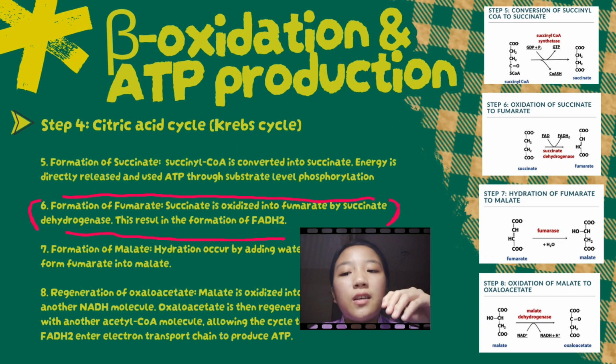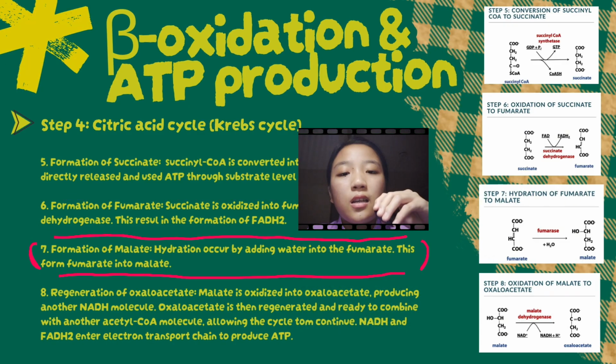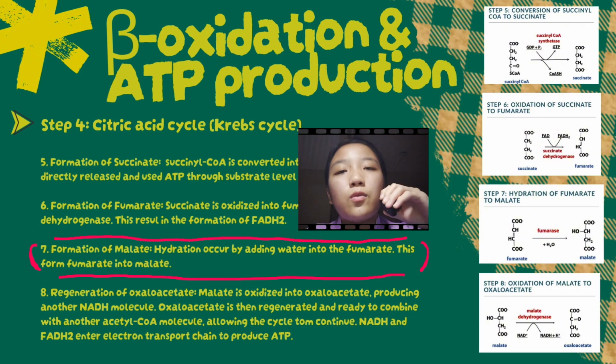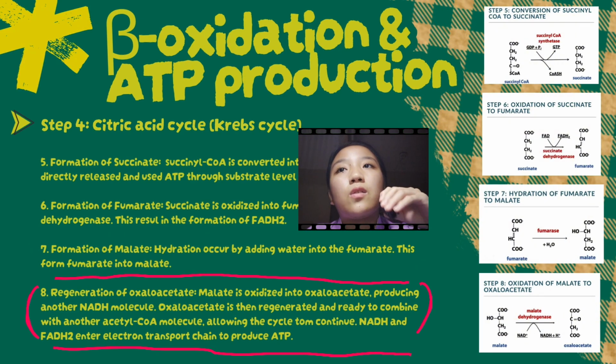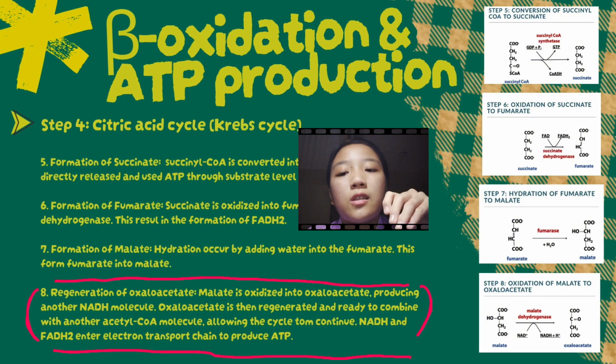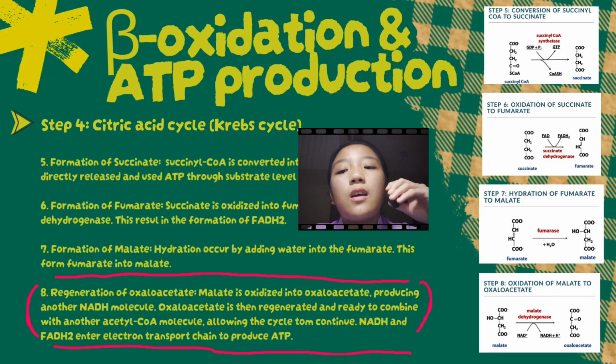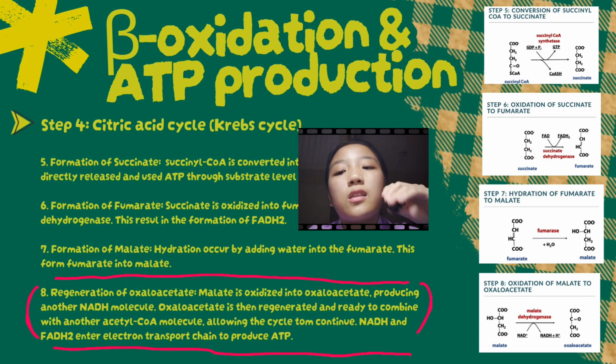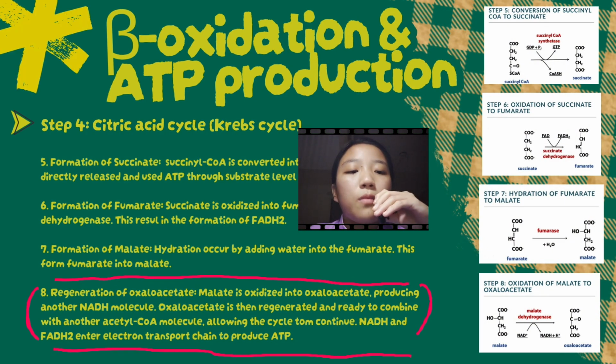Succinate is then oxidized into fumarate, forming FADH2. This process is catalyzed by the enzyme succinate dehydrogenase. Next, water is added to fumarate to form malate through hydration. Finally, malate is oxidized back into oxaloacetate, producing another NADH. The NADH and FADH2 produced in this process enter the electron transport chain to generate a large amount of ATP.